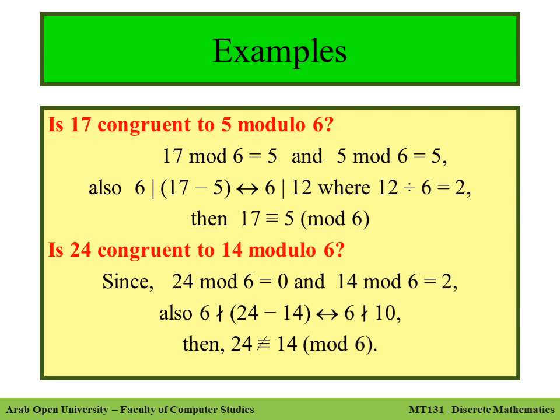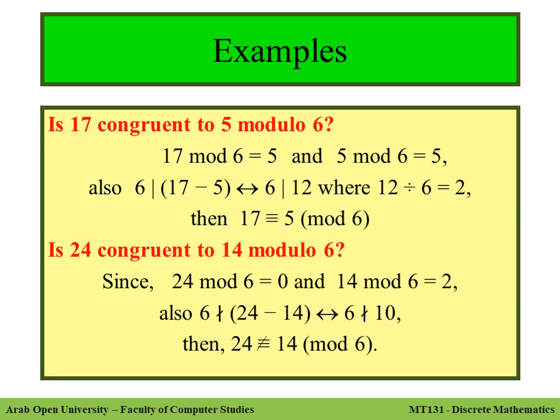So there are two different remainders. So 24 mod 6 does not equal 14 mod 6. Then the conclusion is they are not congruent. If the first condition is not satisfied, the second condition will not be satisfied. You will see that 6 does not divide 24 minus 14. 24 minus 14 is just 10, and of course 6 does not divide 10.